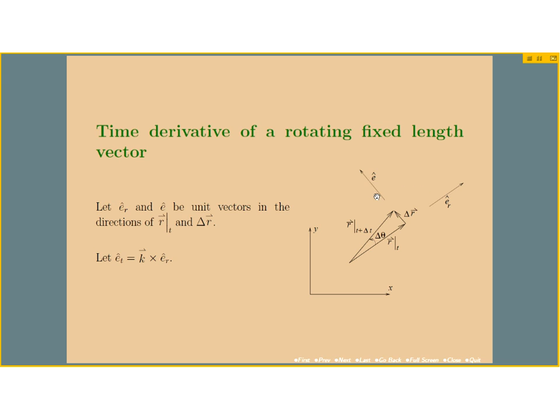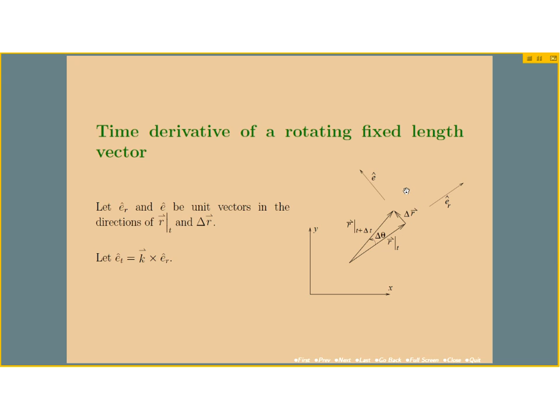Now you should realize that this unit vector e sub t is not the same as the unit vector e, because the unit vector e is not normal to unit vector e sub R, or normal to the vector R at time point t, because through the rotation of delta theta, this delta R is not normal to the vector R.